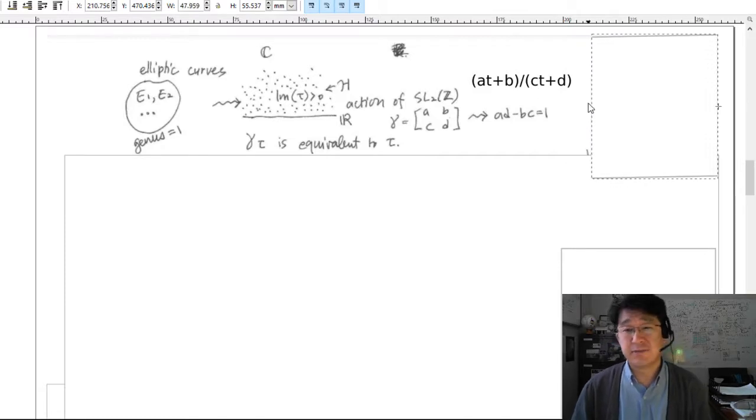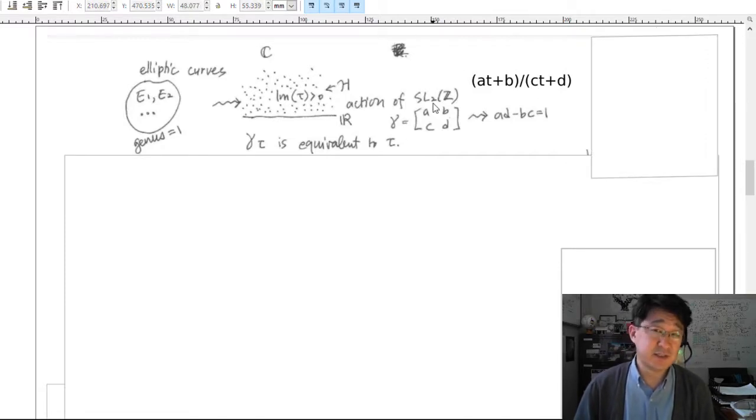They define an action of SL2Z, a 2x2 matrix with integer entries, whose determinant is 1. The action of this matrix on the upper half plane is this one. The T here is actually representing tau. So (a tau plus b), a complex number, divided by (c tau plus d), is how it acts on the upper half plane. This is also called a linear fractional transformation, or the Mobius transformation. We learned that in a standard course of complex analysis.